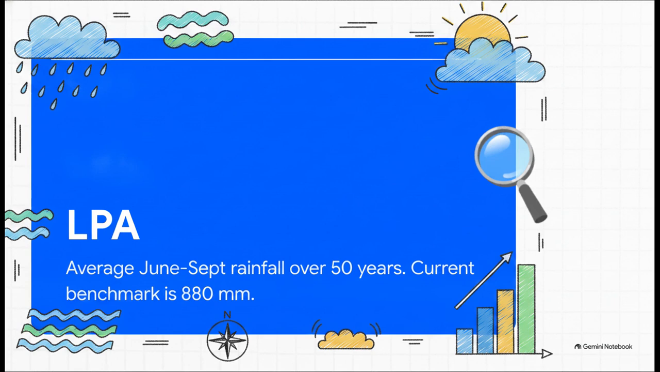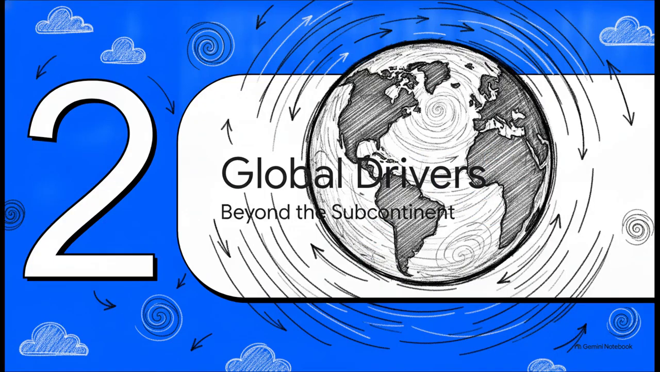To actually measure how well this massive system is performing, meteorologists use something called the long period average, or LPA. If you are studying climate dynamics, lock this keyword in. The LPA represents the average June to September rainfall, and it's calculated over a rolling 50-year period. Right now, that magic baseline number is 880 millimeters. So whenever you hear a forecast predicting a normal or deficient monsoon year, it's always being measured against that 880 millimeter benchmark.